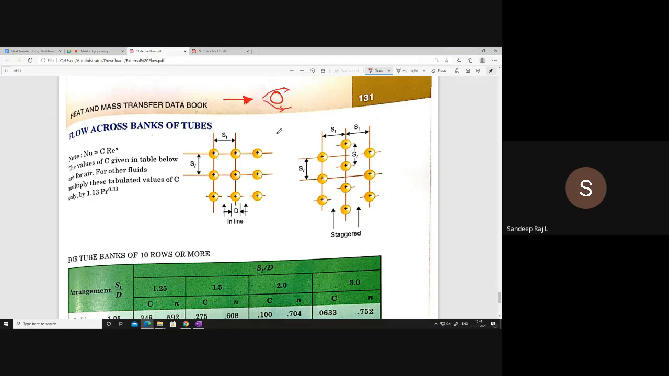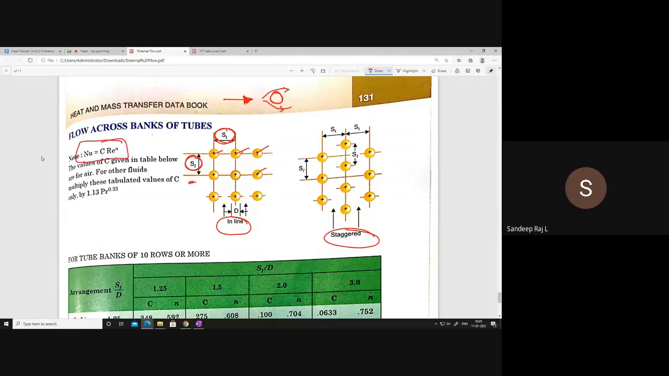But there need not be only one tube. There can be so many tubes like this, arranged in a certain fashion. They can be arranged in an inline fashion, or in a staggered fashion. For this, how to solve? If this is given, how to solve? For that, you will make use of the pitch, that is the distance between the tubes in the horizontal direction and the vertical direction.